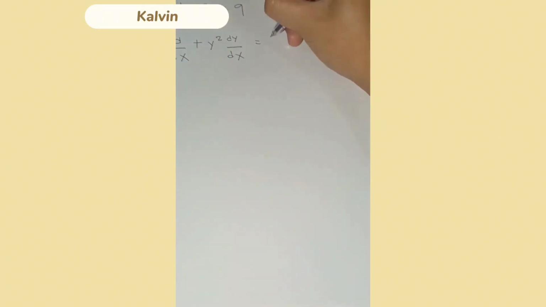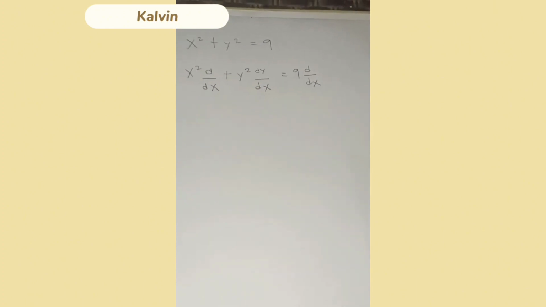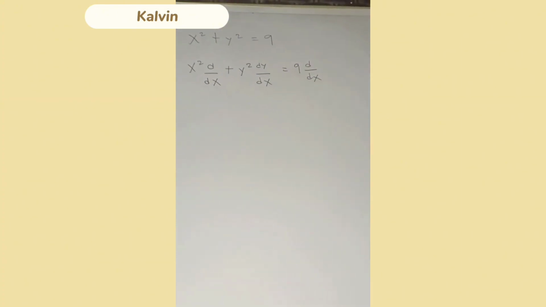Equals yung 9 magiging, ayun nga, d over dx. So, bakit nagka 9 ulit? Syempre, automatic yan dyan sa 9 nating value. So, pag nakaka 9, syempre, ayun, magiging dy over dx. Ayun nga, so ano ba ang sunod natin gagawin?